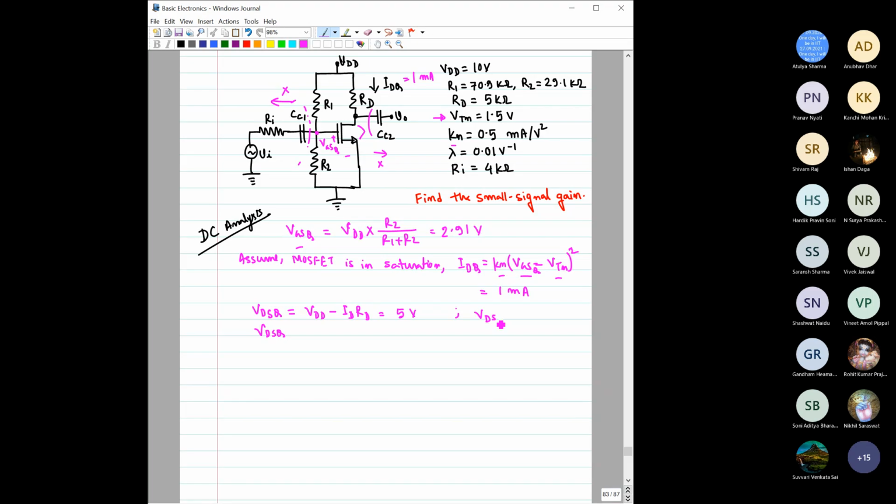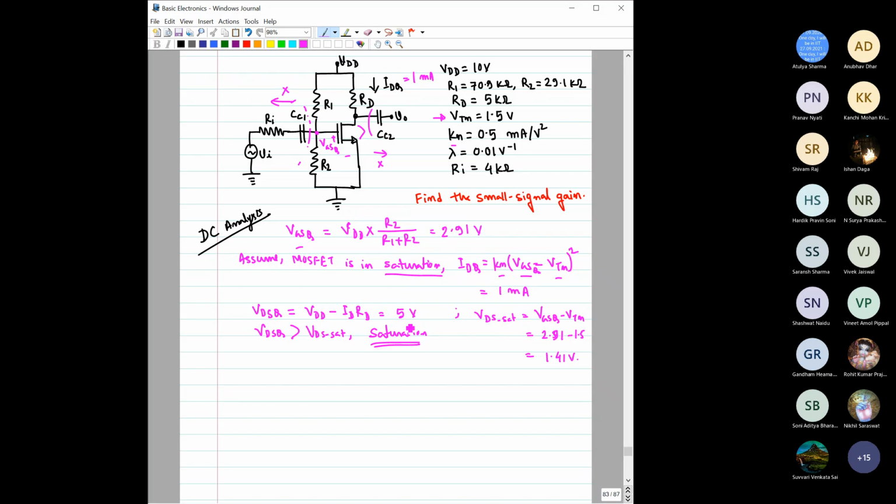And what is VDS saturation? VDS saturation for this transistor would be VGSQ minus VTN. VGSQ was 2.91 and the threshold voltage is 1.5, so this would be 1.41 volt. So obviously VDSQ is higher than VDS sat, so the transistor is in saturation. Whatever our assumption was, that is correct.